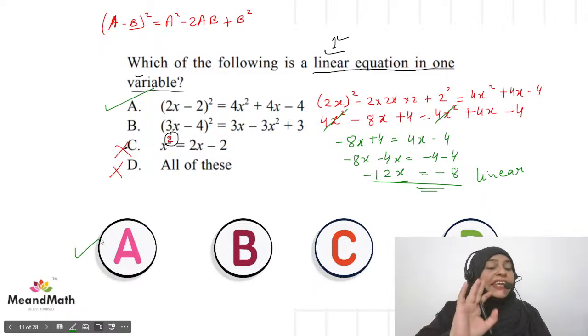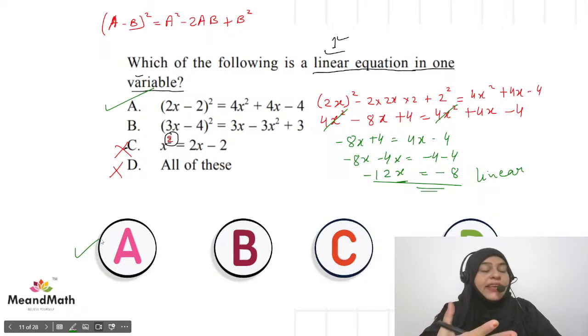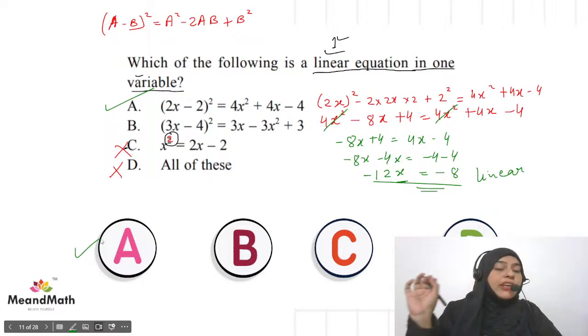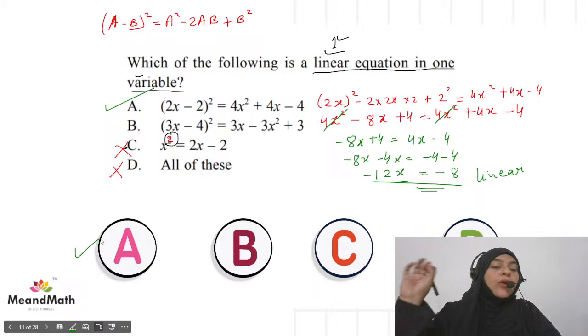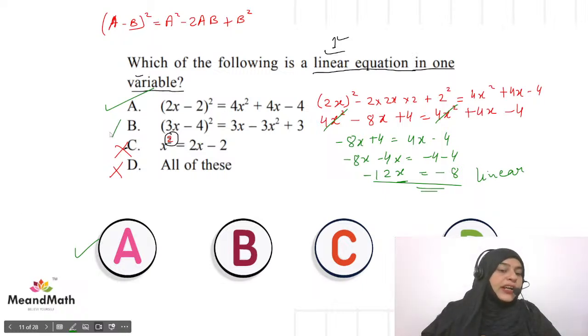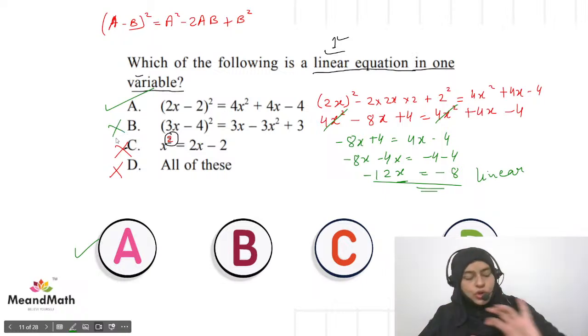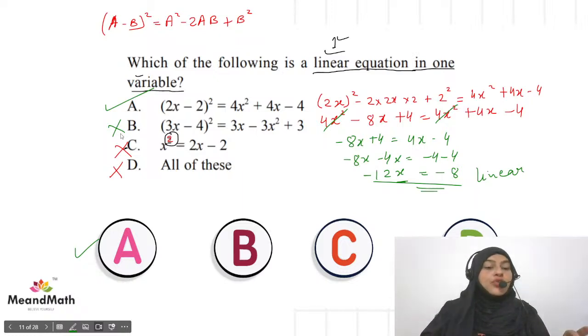But in option B, you can see that when you are solving by opening it with the whole square formula, it will not give you a power of 1. It will be a quadratic equation. So it is not a correct option. You can open it by using the whole square formula and you can see it. So which option is correct? Option A is correct. I hope it is clear to all of you.